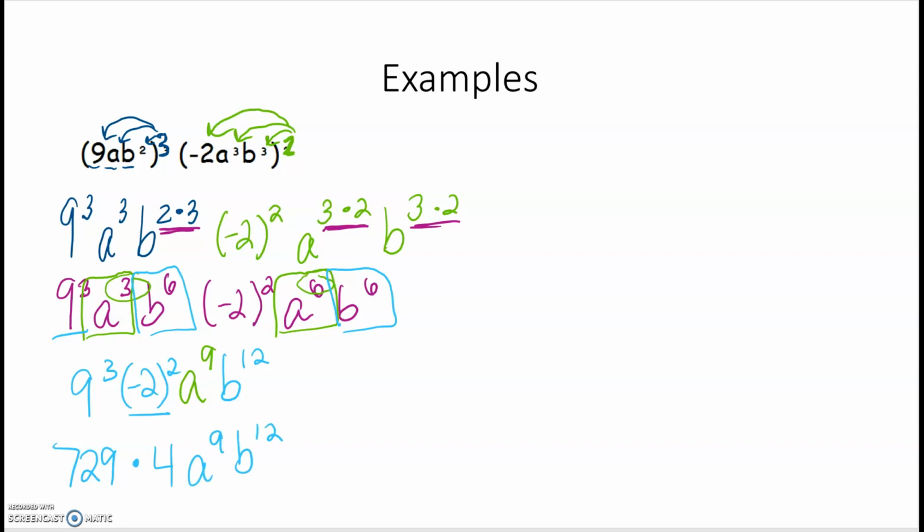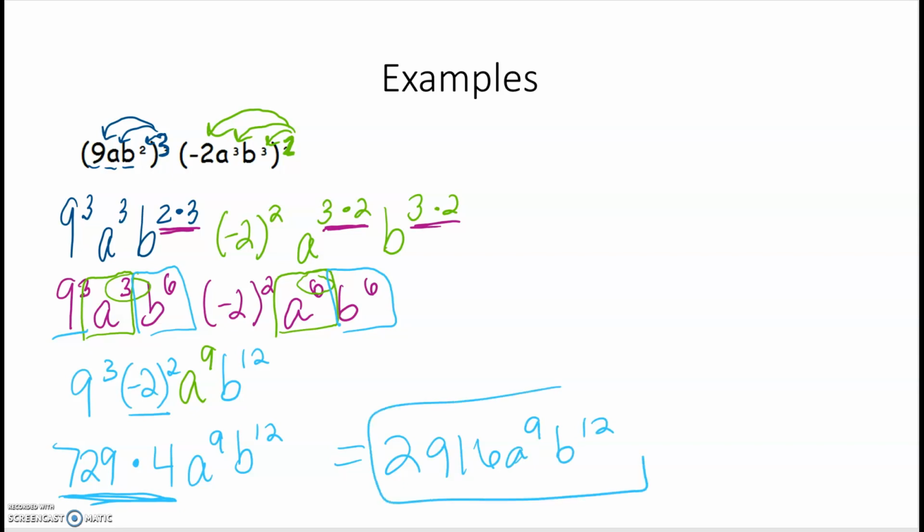Okay, and now I know I can actually multiply numbers together, so 729 times 4 gets me 2,916, and I just bring my a over and my b over. So here's my final answer, 2,916 a to the 9th b to the 12th.